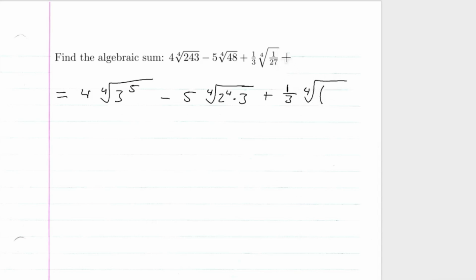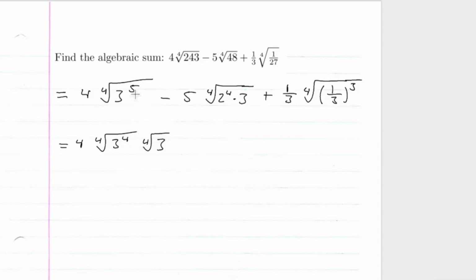Well, I know 1 over 3 times 1 over 3 is 1 over 9. And 1 over 9 times 1 over 3 is 1 over 27. So I have 1 over 3 cubed. So I'm a little shy of getting that 4 that I got in the other ones, right? So I can rewrite this as 4 times the fourth root of 3 to the 4, right? And then times the fourth root of 3, right?